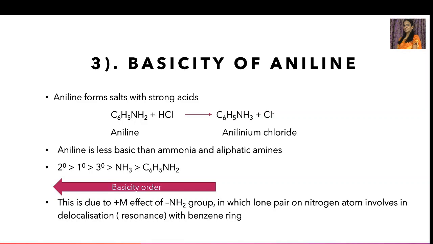So, from here to here is the increasing order, and this way it decreases. Okay. Now, the reason aniline is less basic than all these aliphatic amines and ammonia is because of the plus M effect, that is, the positive mesomeric effect.